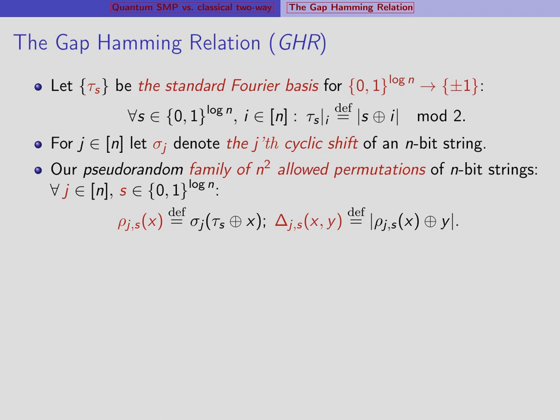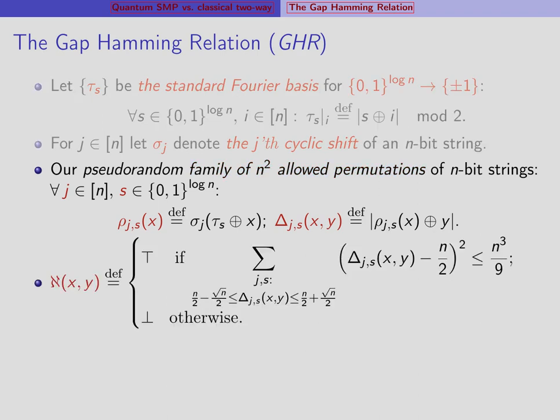This is our mapping. We also define a function delta sub js of x, y, which measures the Hamming distance between the image of x and y. You remember that this is something which is crucial for our idea of defining our communication problem. Now, next we define a predicate aleph of two arguments x and y.